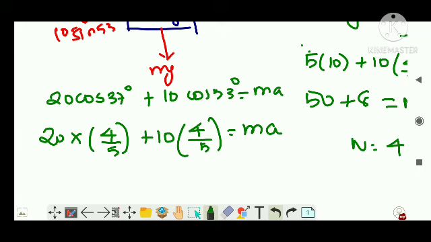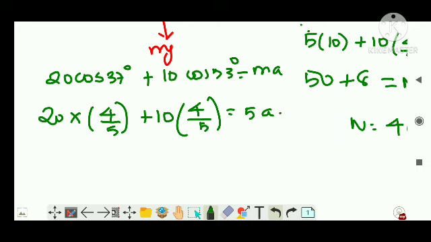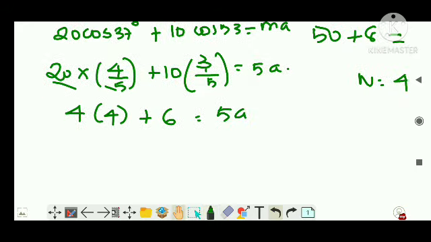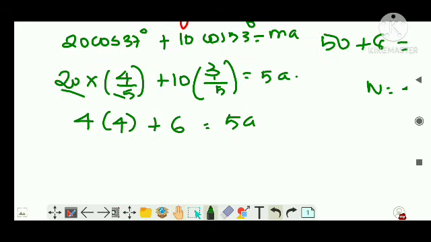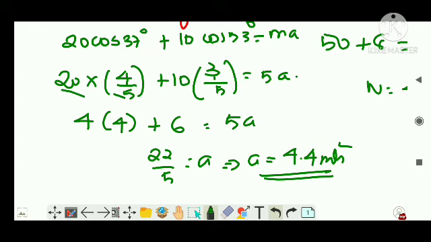Now what is m? M is 5, so 5a. I wrote both of them as 4, but cos 53 degree is 3 by 5. Sorry guys, I said 3 but I wrote 4. So it is 3 by 5. Now 20 by 5 is 4, so it becomes 4 into 4 plus 2 into 3 which is 6, equals 5a. 16 plus 6 is 22. 22 by 5 is the acceleration, so a is equal to 4.4 meter per second squared. See, this is how you do a problem. Not a big deal unless you make a big deal of this stuff.